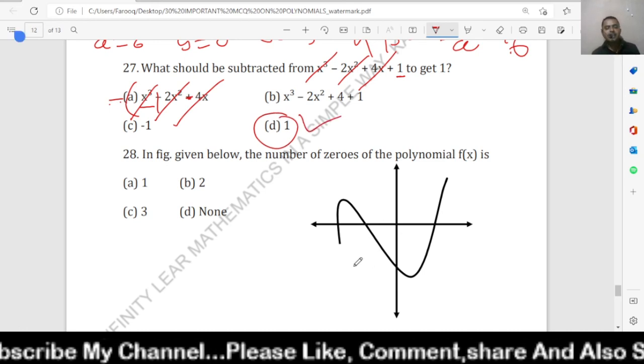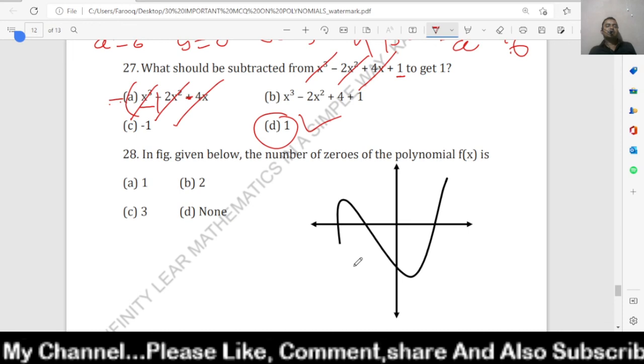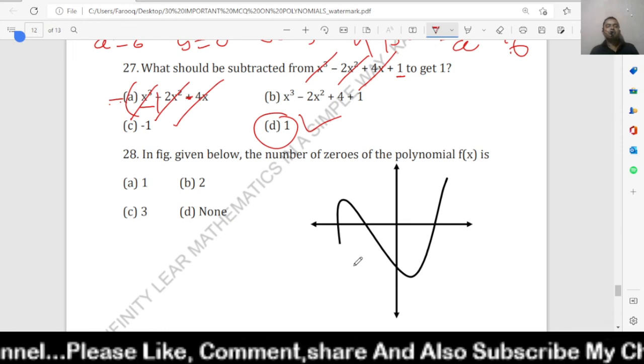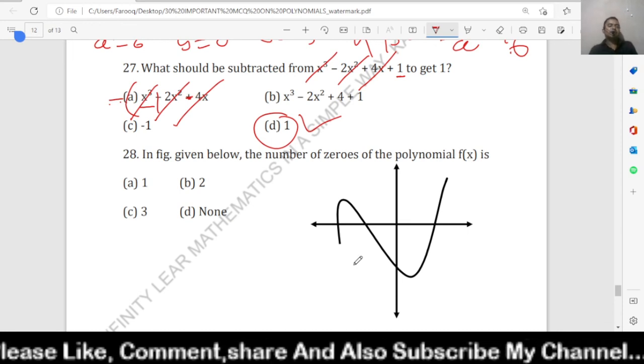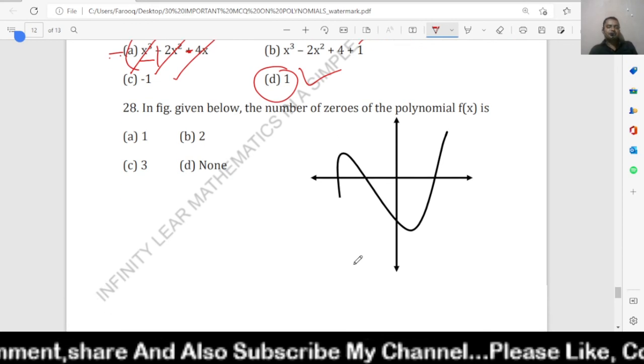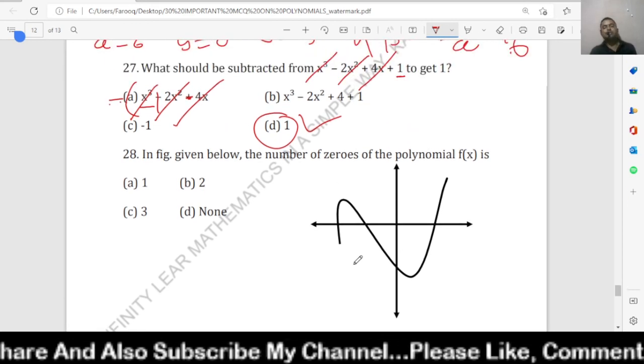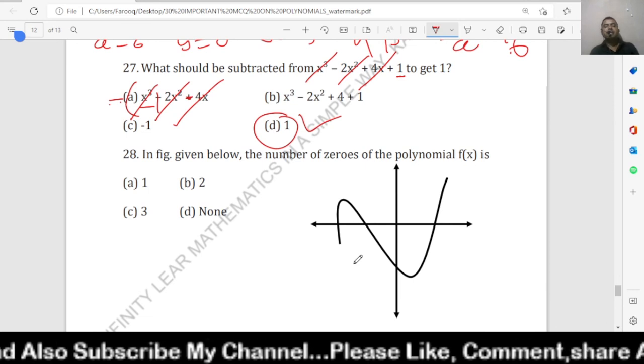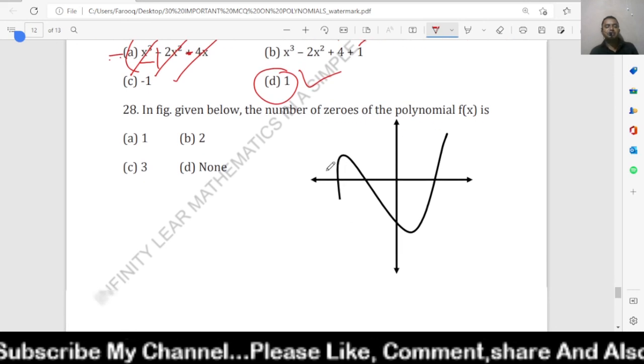If you subtract from x cube minus 2x square plus 4x plus 1 to get 1, it is x cube minus x cube. Option D is correct. All the terms will get cancelled and only 1 remains here.